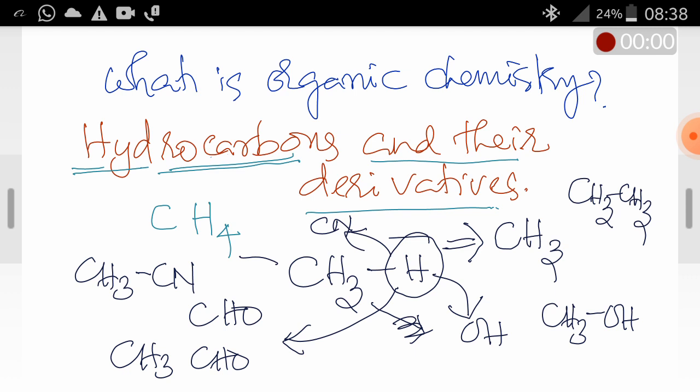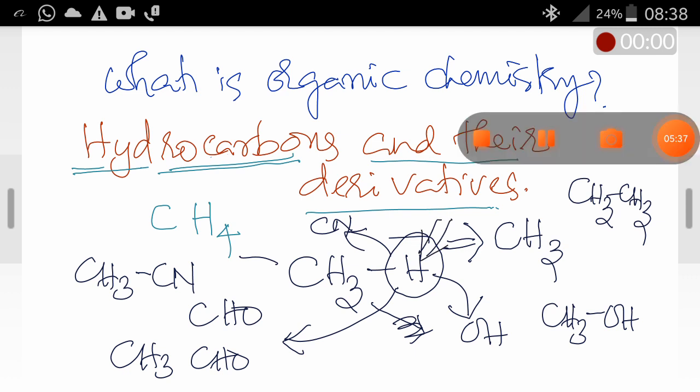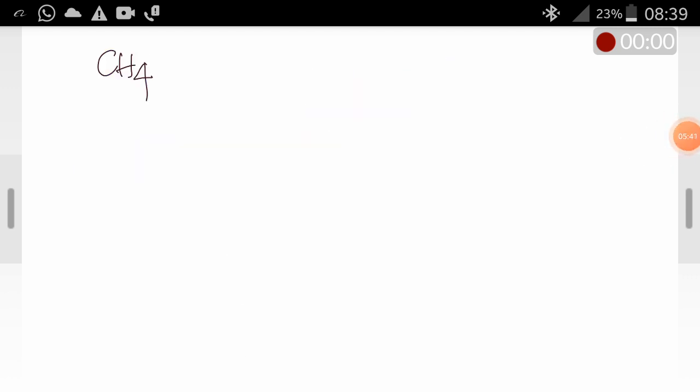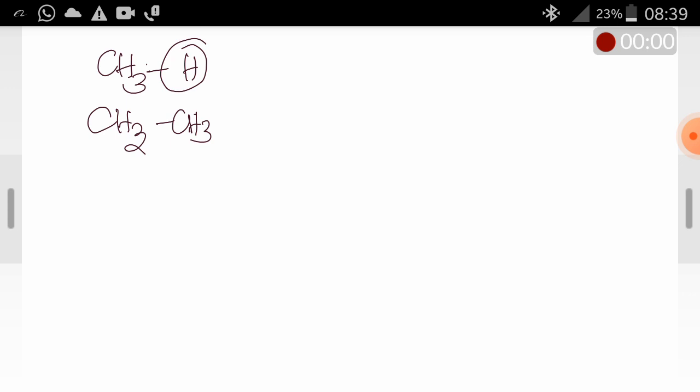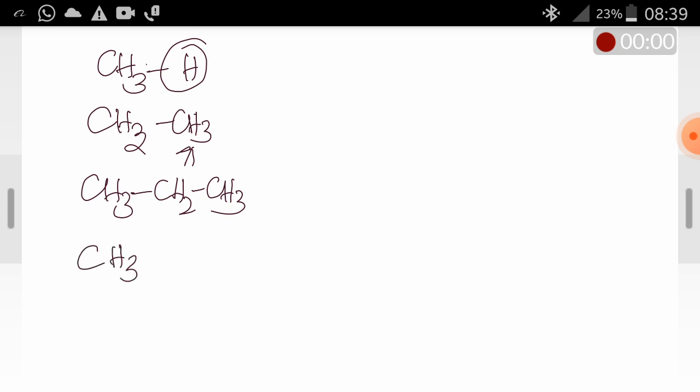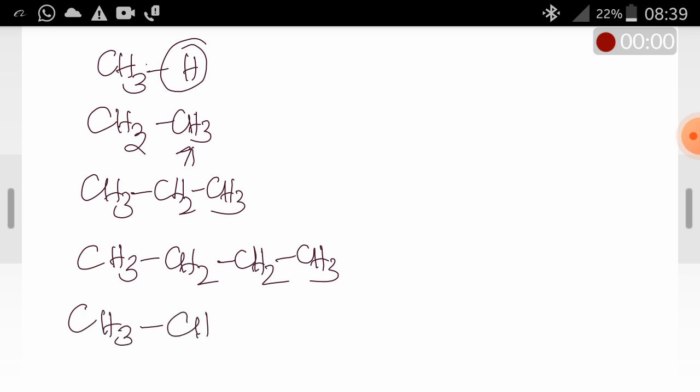So let's take a particular compound. Suppose we are replacing this hydrogen with carbon, then what will happen? We have taken CH4. One of the hydrogens could be written like this, CH3H. This hydrogen is replaced by one more carbon, so it will be written as CH3CH3. Now one of the hydrogens from this could be replaced with another carbon, so it will be CH3CH2CH3, and you can keep going. CH3CH2CH2CH3, and the next one CH3CH2CH2CH2CH3.